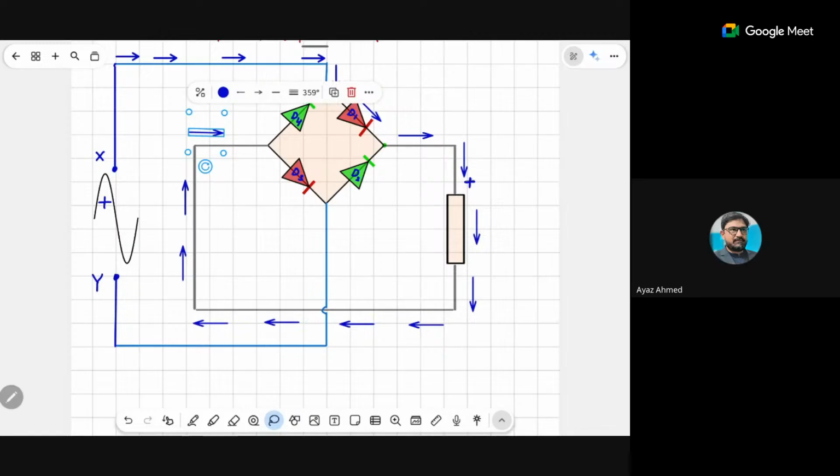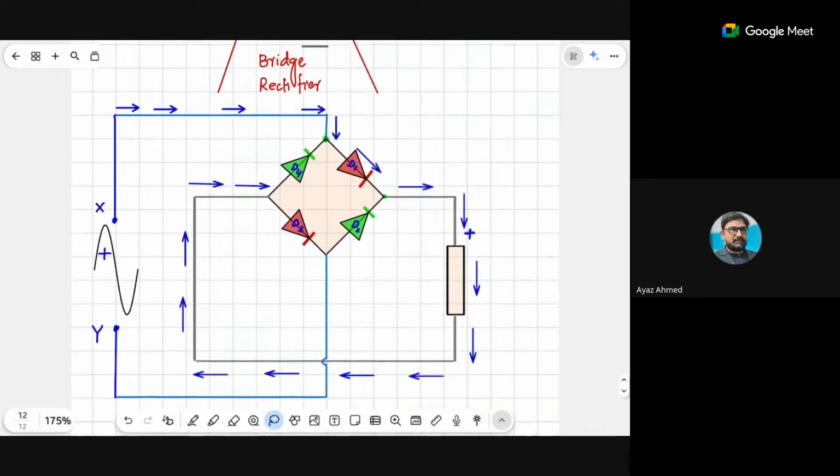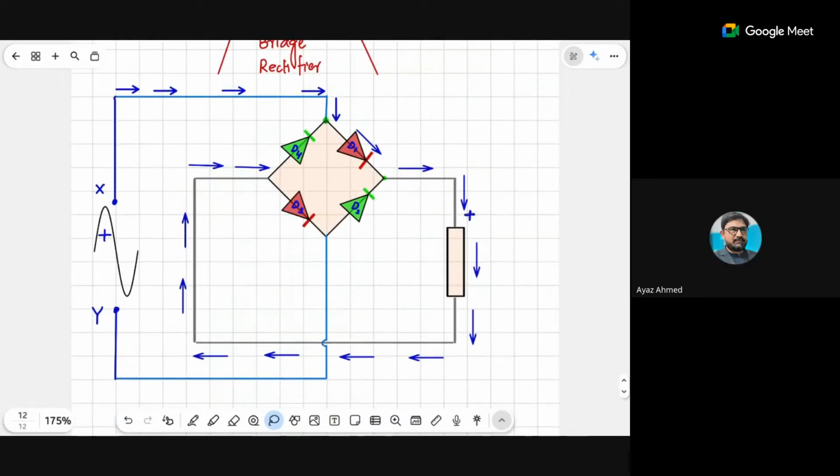Here, when the current reaches this point, what do you think will happen? What do you expect? Which diode should work, diode number 3 or diode number 4? Come on, which diode will work?